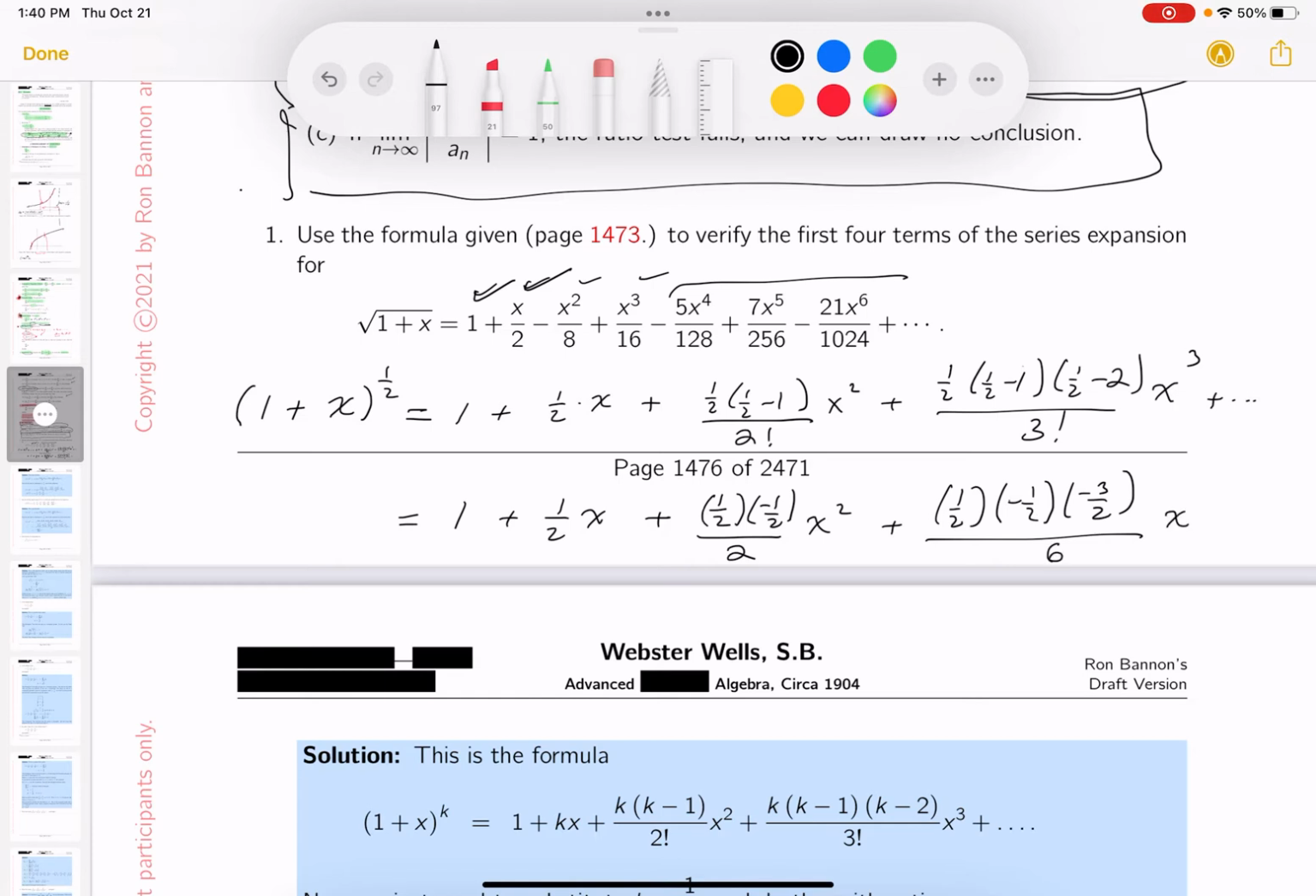And that would be x cubed. Now, I got to verify, and I'll point out what I mean by that. This is verified. This is verified. I got to do this guy in here.